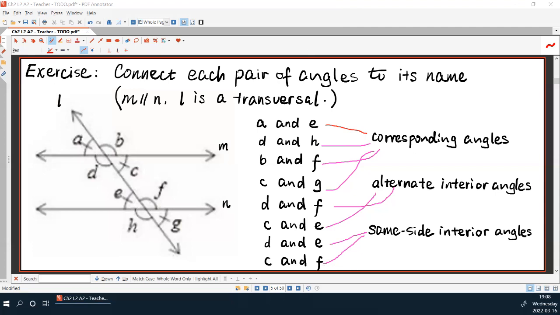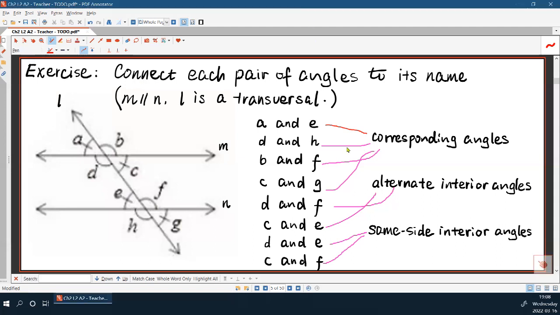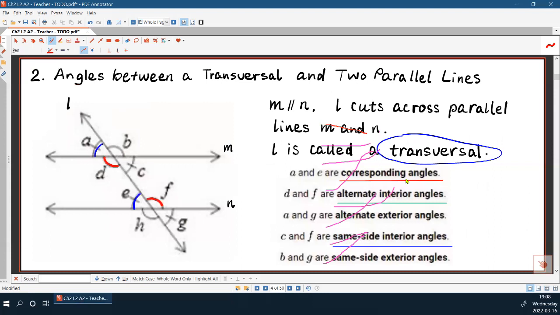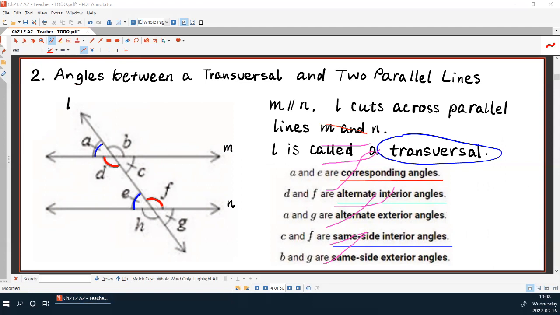Okay, thank you very much. You have given a correct result. I should mention that these three types of angles, corresponding angles, alternate interior angles, and same-side interior angles, are most commonly used in our further discussion, okay?